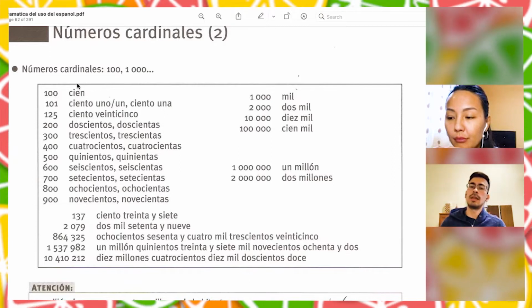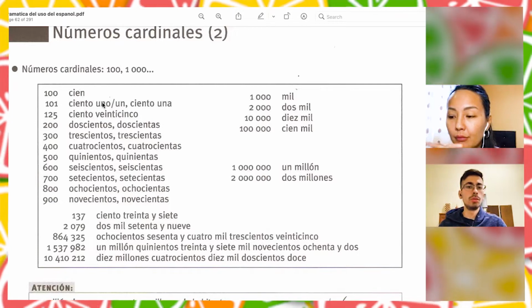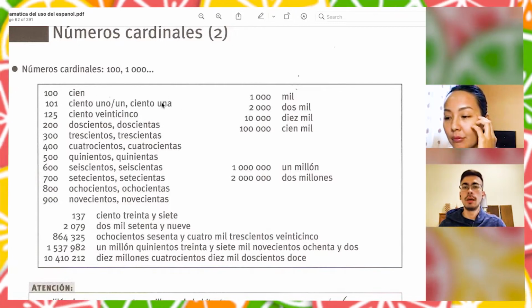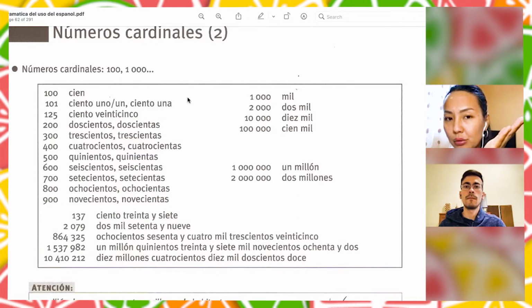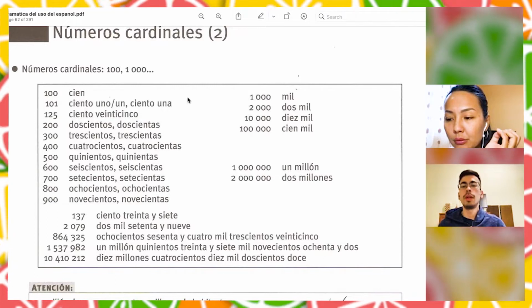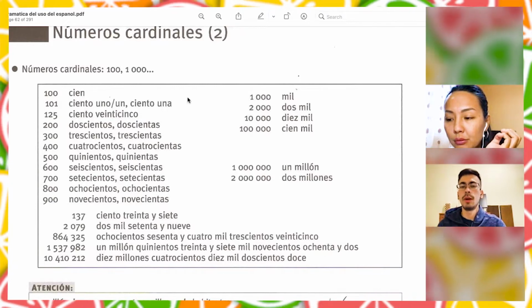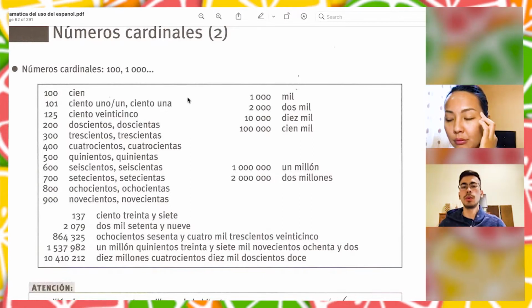After that, we can add the previous numbers that we already know. For example, 101. I have a question. What's the difference between uno and un? You remember that we talked about that in the previous lesson, that we can use uno when we have, just when we have as answer a number.